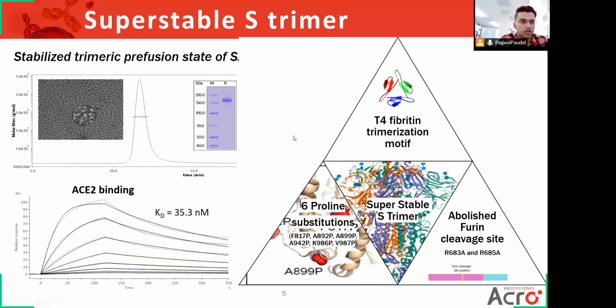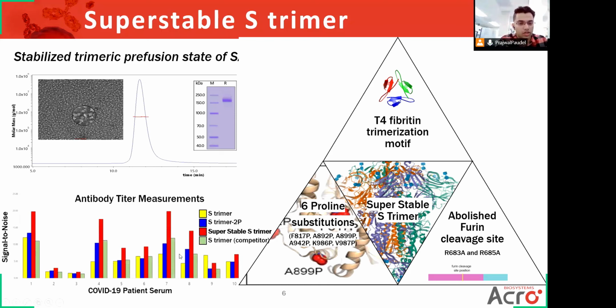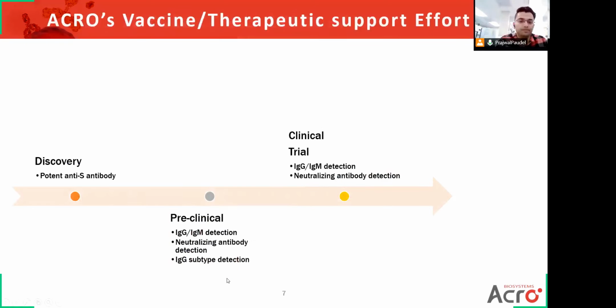The S trimer has shown high stability and high homogeneity, as seen in negative stain electron microscopy and the MALS experiment. Functional binding with ACE2 also shows comparable binding affinity to literature values. In addition, in a performance comparison in antibody titer measurement, our Superstable S trimer performs with the highest signal-to-noise ratio compared to other S trimers.